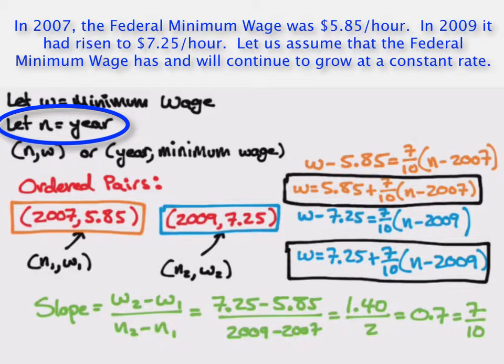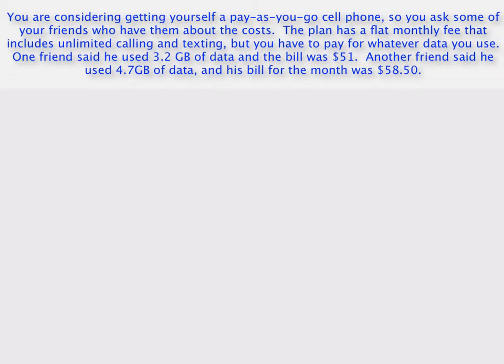I like this one in orange. It says, listen, the minimum wage was $5.85 in 2007, and it grew at an average rate of 70 cents a year. Or the one in blue says, the minimum wage was $7.25 in 2009, and of course, it continued to grow at about 70 cents a year. All right, let's try another.